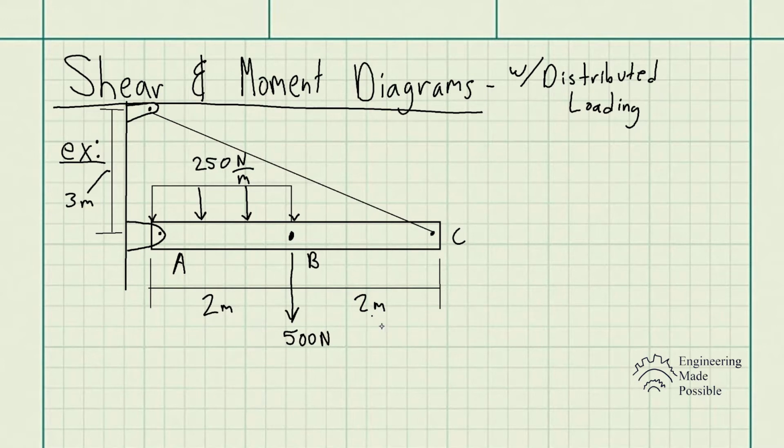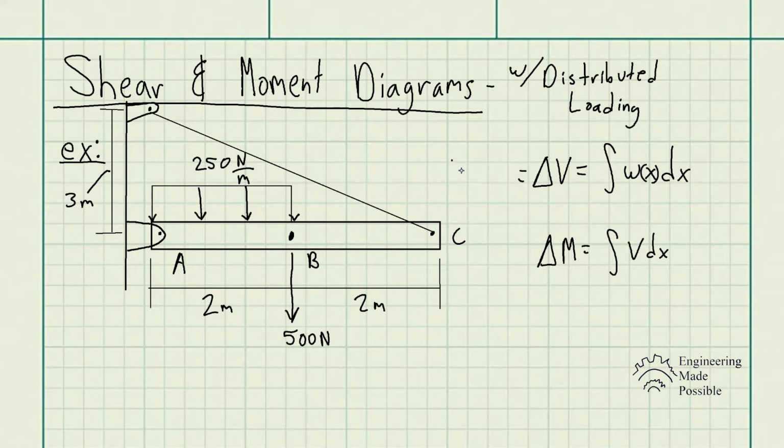So a couple relationships that you need to know for this are the change in shear and the change in moment. There are two equations for this. The change in shear is equal to the integral of Wx dx. Remember, Wx is just the load that we have, in this case constant, 250 newtons per meter. And remember, the change in shear is nothing more than the shear at point 2 minus the shear at point 1, and these are arbitrary locations.